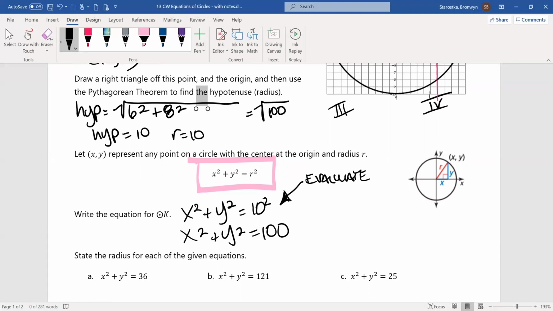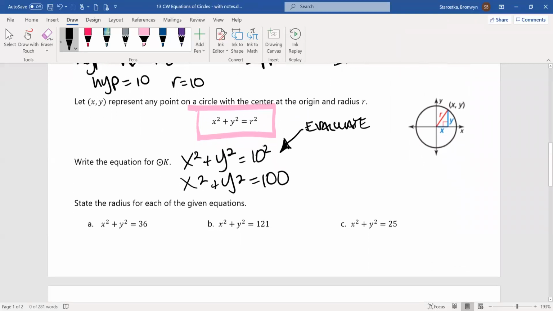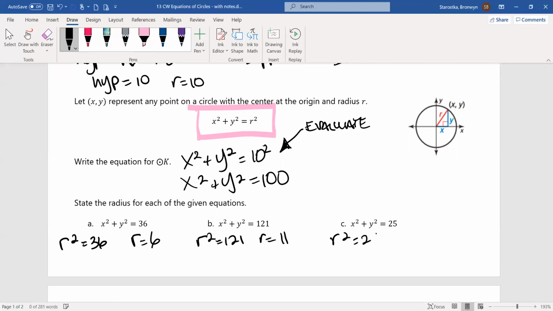All right, so let's look. We can figure out the radius for each one of these. If we have a circle and the equation for the circle is x squared plus y squared equals 36, we know r squared equals 36, so r is 6. It can't be negative 6 because you can't have negative length. R squared equals 121, r equals 11. And the last one, r squared equals 25, r equals 5.